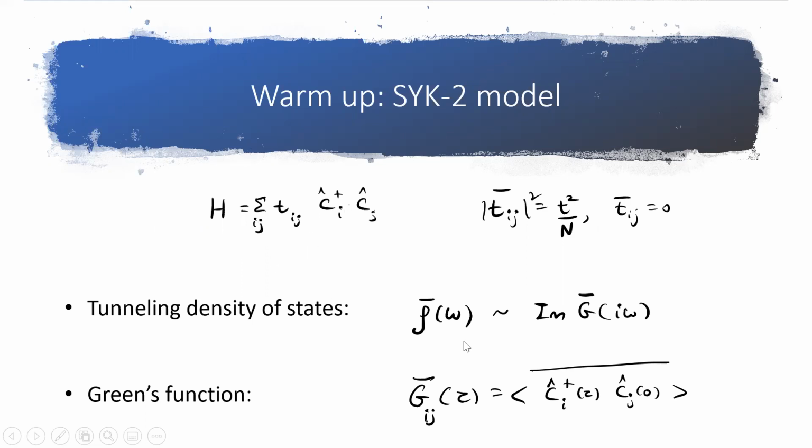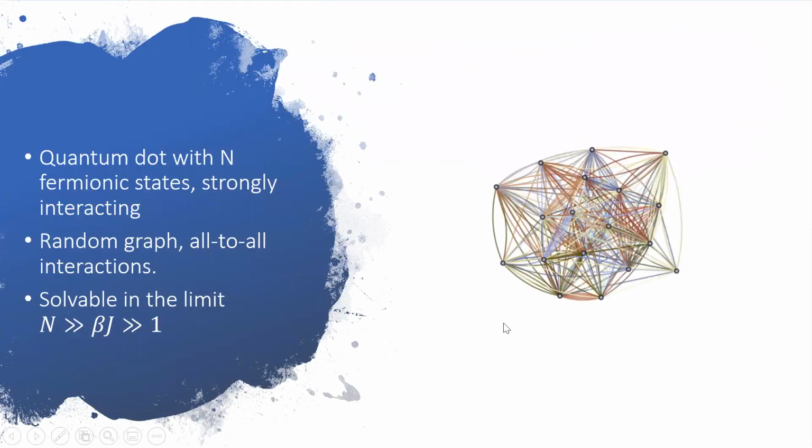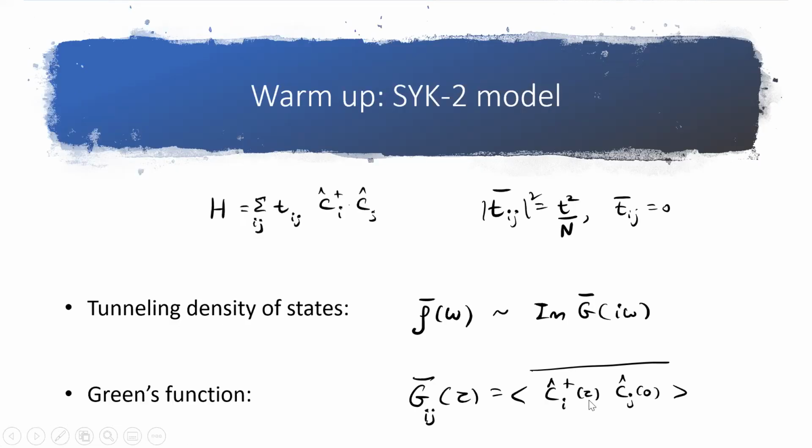We can find the density of states from the Green's function. The density of states is the imaginary part of the Green's function, where the Green's function is defined as the correlation function between the operator c_i dagger at some imaginary time tau and c_j at time 0. The bar corresponds to the disorder average. Right, exactly. Then we average over this disorder.